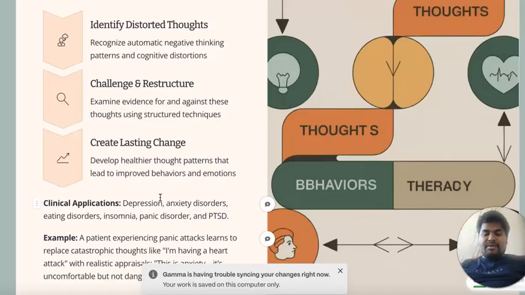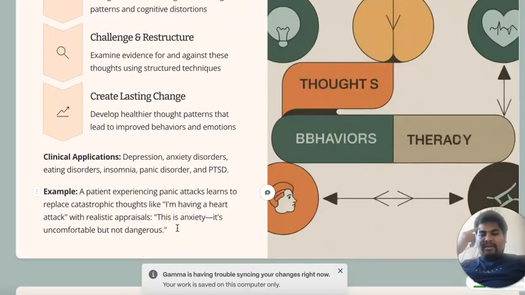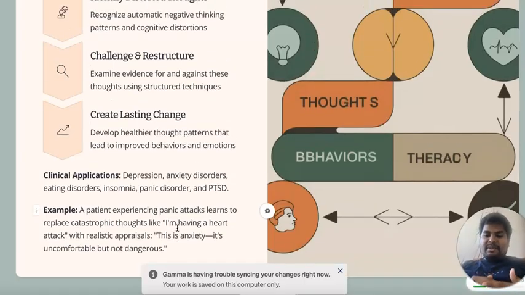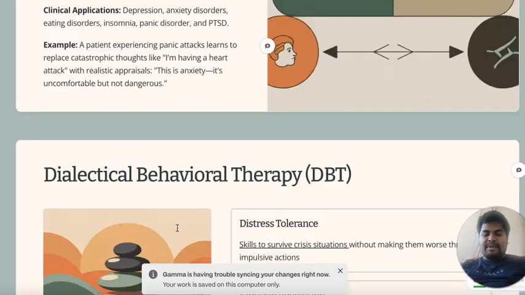You challenge and restructure him, and later you expect a lasting change. So from next time onwards, the patient has redirected his thought: although my chest pain is uncomfortable to me, it is not dangerous, because it's a part of anxiety rather than myocardial infarction. So now he has developed a lasting change in his mind, which will help him in subsequent panic attacks. In this way, you first identify his distorted thoughts, challenge and restructure them, and help him create a lasting change. This process is called cognitive behavioral therapy.